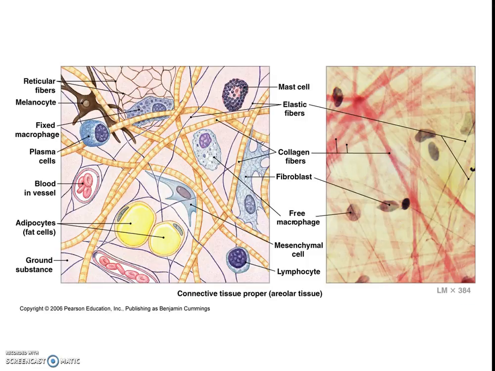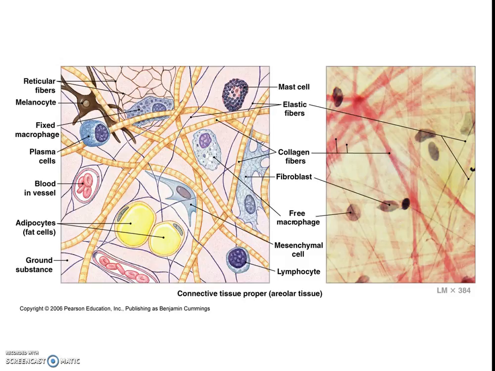The first and most widely distributed connective tissue is areolar tissue, and this falls into the category of being a loose, fibrous connective tissue. When we say loose fibrous, notice that there are protein fibers such as collagen fibers and elastic fibers, but they're not densely packed.